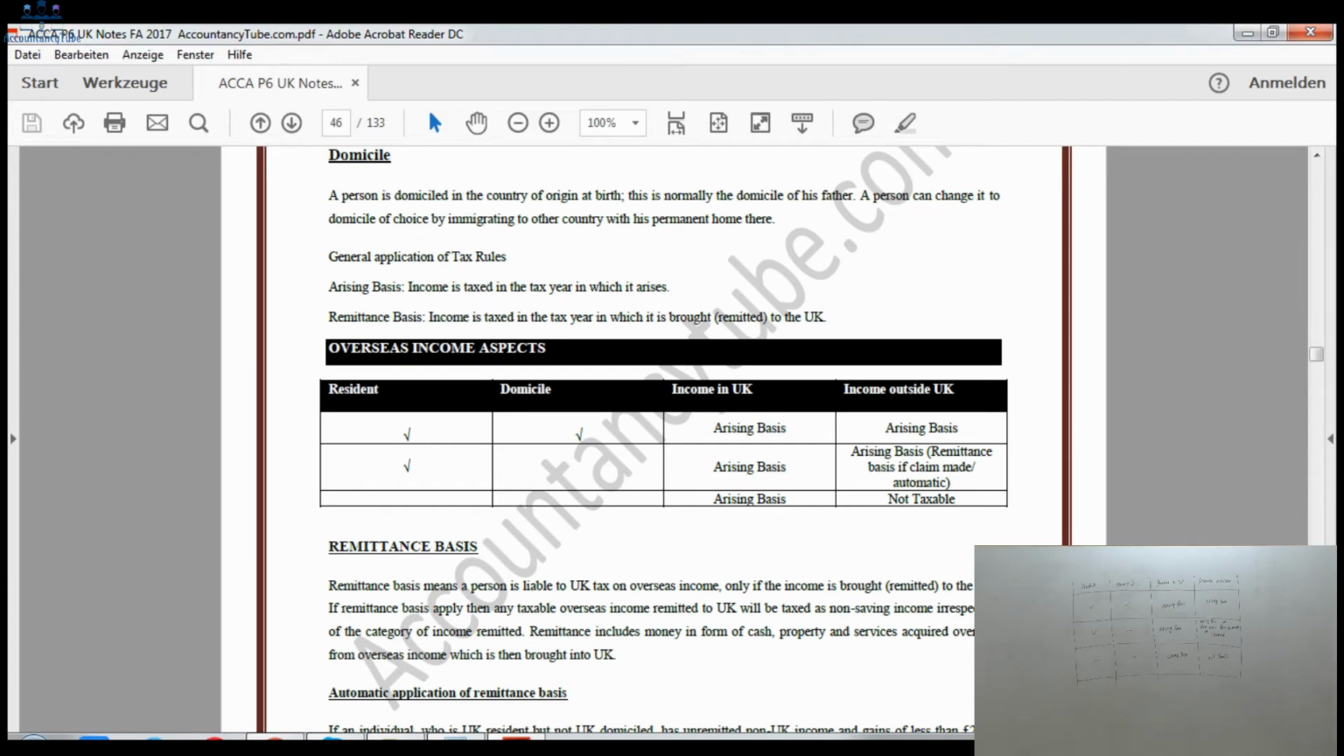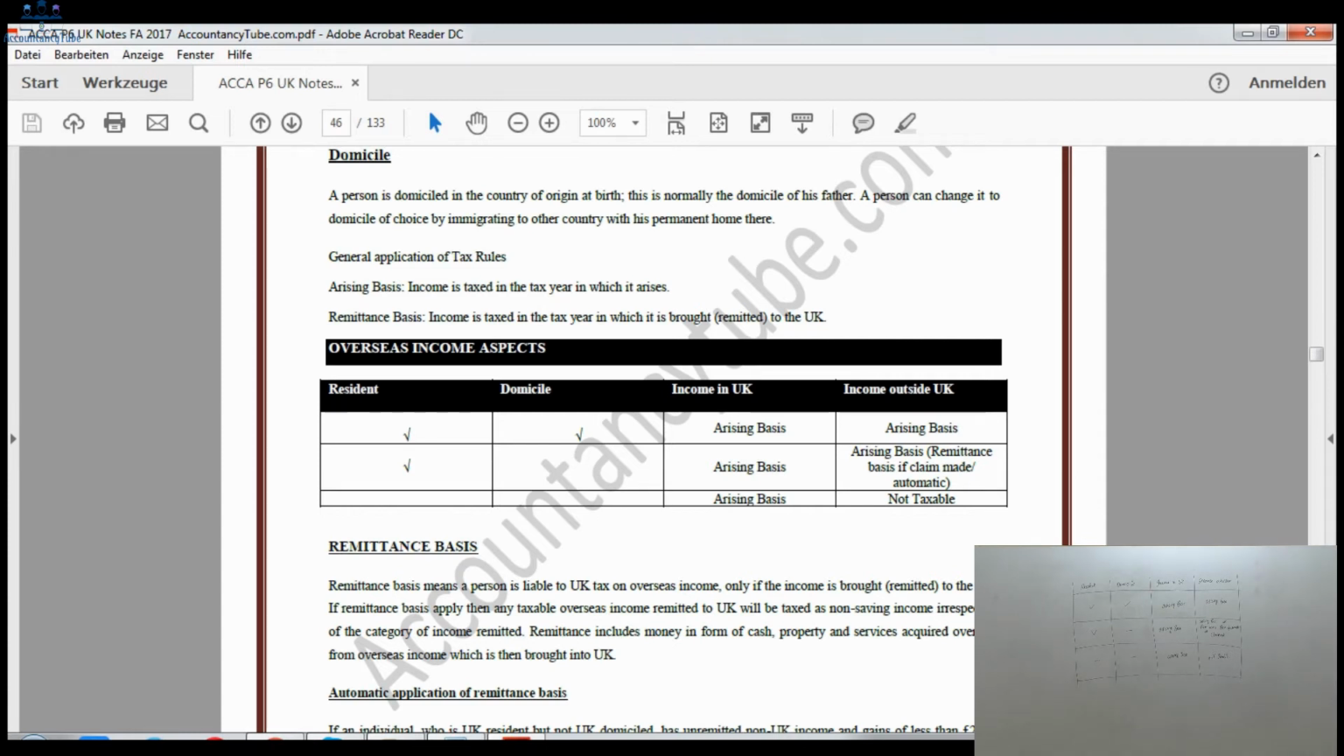Now first one, it says resident, then domicile, and then income in the UK and overseas income, or income outside the UK. Now if you are resident and you are domiciled as well, someone who is a UK national and living in the UK, they will have to pay tax on the UK income and on the overseas income whenever it arises, right? So wherever and whenever it arises. Arising basis means whenever you're earning that income, you will have to pay tax then, right? So someone who is resident and domiciled will have to pay tax in the UK and overseas as well. And please remember, income tax in the UK will always be payable.